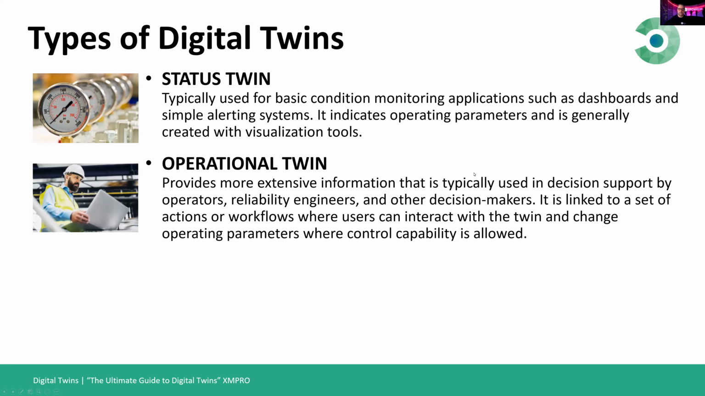Yeah, okay. The next one is the operational twin. That's basically more for operational scenarios. It can be used by operators, decision makers, and reliability engineers to make decisions in real operations. It's linked to different types of operational workflows that could be part of industry settings, which allow you to control different parameters and also optimize how you change the parameters from, let's say, remote locations.